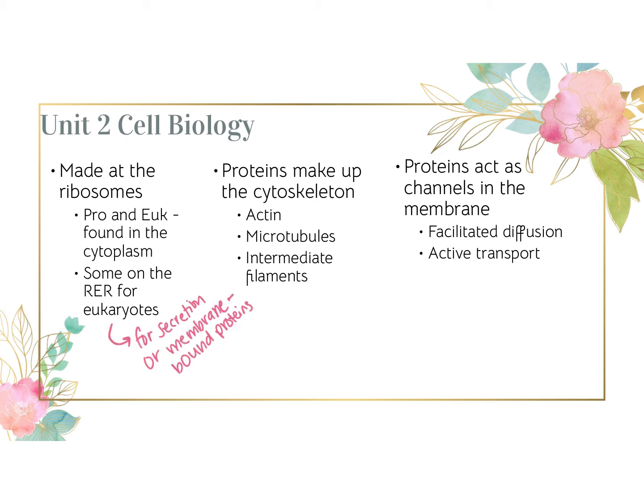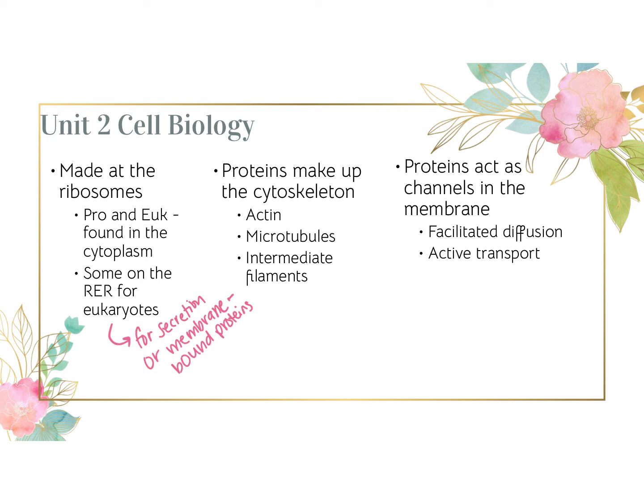Proteins also play an important role in the cytoskeleton of the cell. Each of the types of proteins that make up the cytoskeleton are different sizes. You have, for example, actin, microtubules, and intermediate filaments. And all of these make up the cytoskeleton piece and vary in their function and their size.